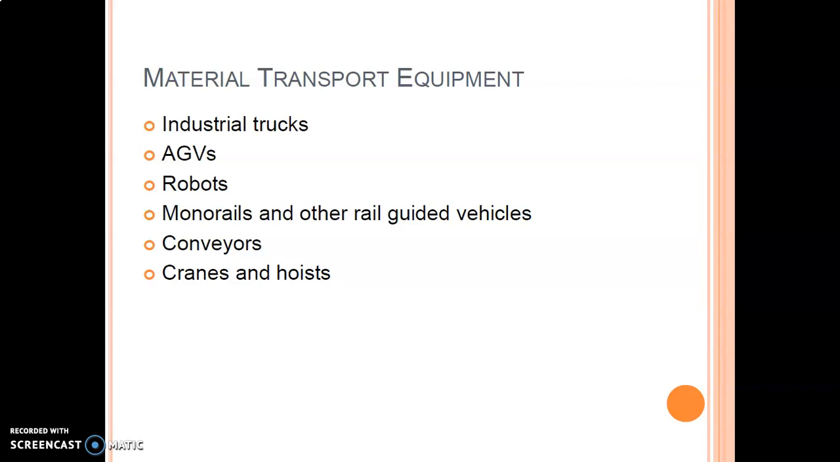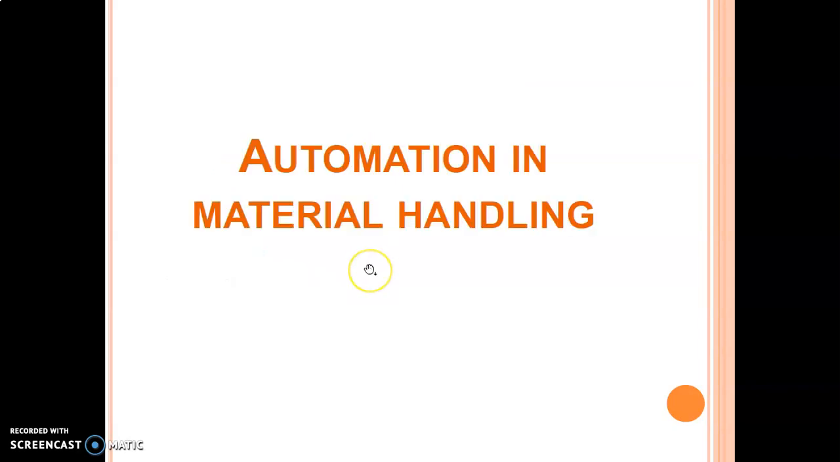So some industries are using monorail and other rail guided vehicles. In some cases conveyors are also used. The conveyor belt is basically used in a thermal power plant. You have already seen the thermal power plant. We are using the conveyor to transfer the coal from one place to another place. Crane and hoist: normally people are using the crane and hoist to transfer machines or some heavy loaded part from one place to another place.